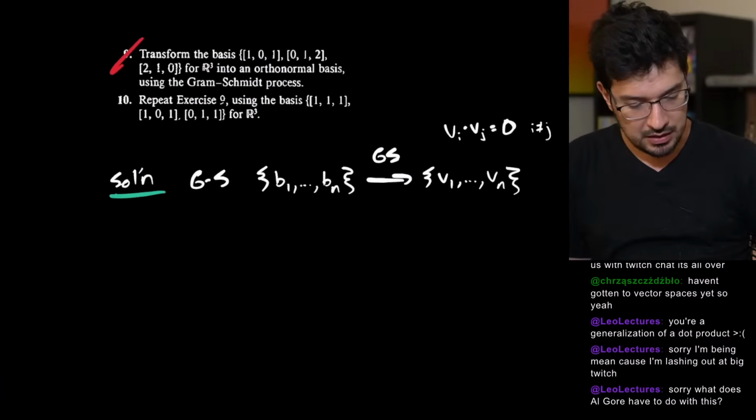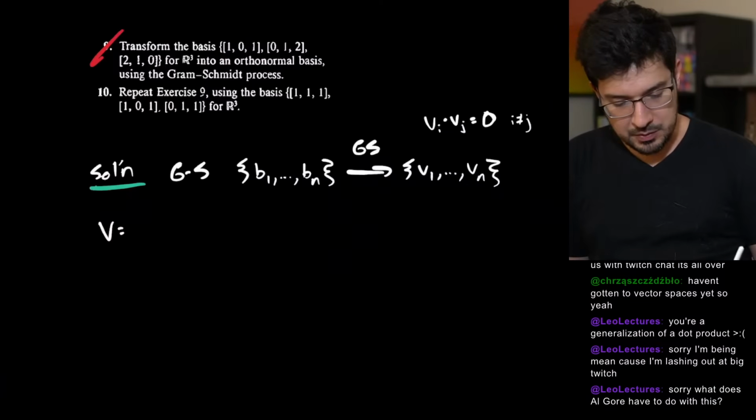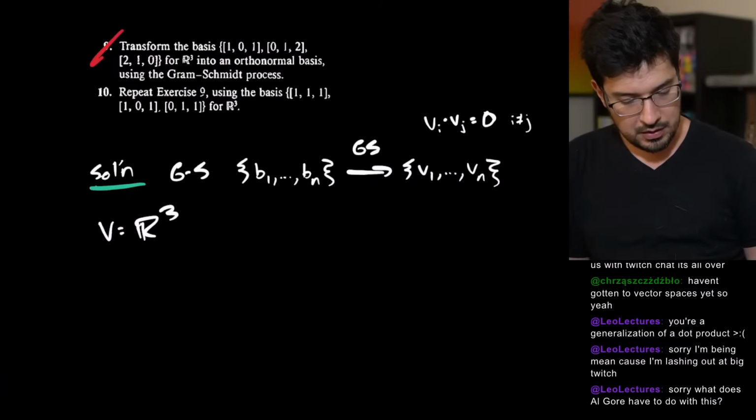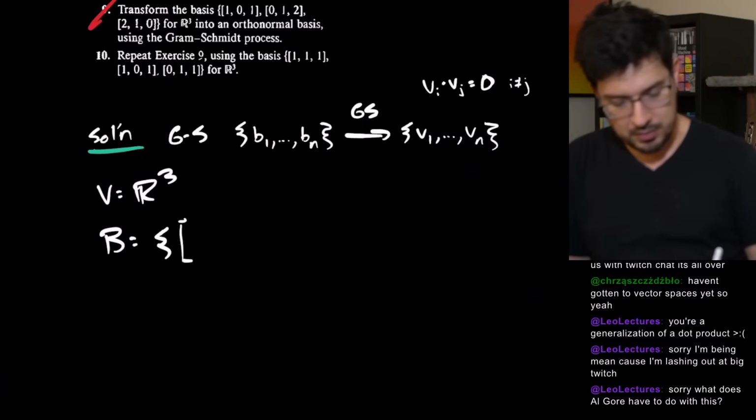But so our vector space right now is R3. And we have our original basis: 1, 1, 1, and 1, 0, 1.